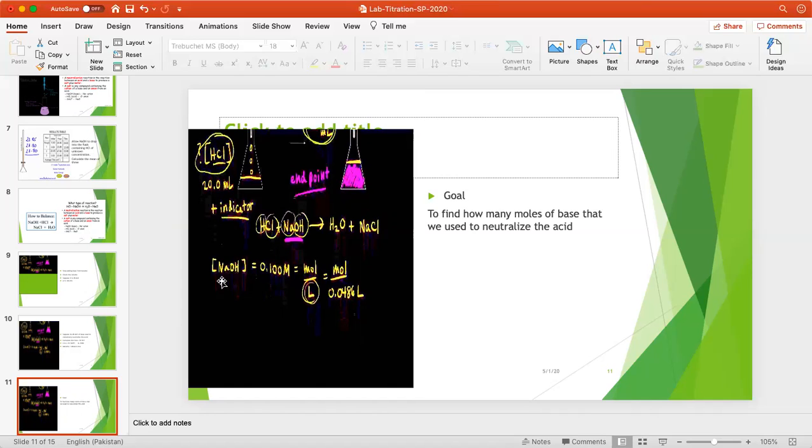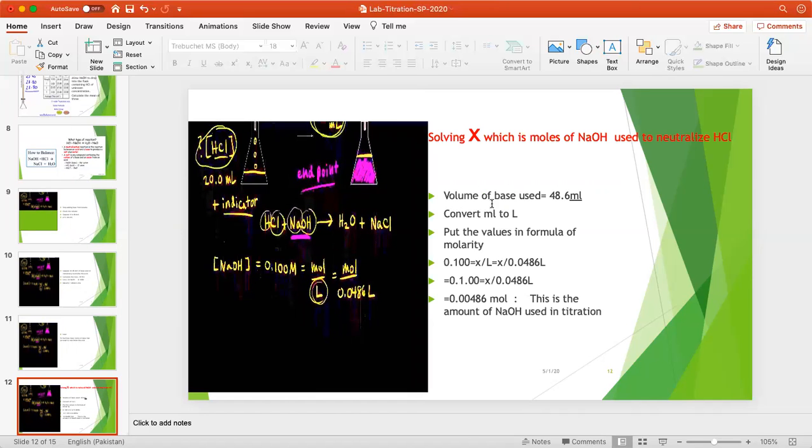सोडियम हाइड्रोक्साइड को हमने लिया, ओके, उसमें हमने वैल्यू लगाई. मोल्स कितना था? 0.100 मोल, और उसका जो लीटर था ये उसका फॉर्मूला है. और सबसे पहले हम इसको मिलीलीटर्स को लीटर्स में कन्वर्ट करेंगे, तो ये हमारे बन जाते हैं 0.0486 लीटर्स, राइट. ये हमारा गोल है. अब क्या है कि वॉल्यूम ऑफ बेस यूज्ड 48.6 मिलीलीटर. Convert milliliter to liter, put the values in the formula and you will get this. So this is the amount of sodium hydroxide used in the titrations, right.